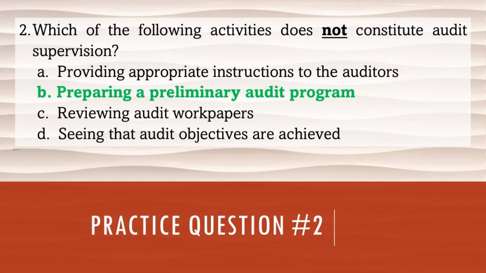That means that B, preparing a preliminary audit program, is the answer, because supervisors do not have to supervise the preparation of a preliminary audit program. Rather, they are to review the preliminary audit program. So the staff is expected to prepare the audit program, whereas the supervisors are expected to review that audit program. So that's why B is the answer. These are a little tricky, so just be careful on your exam.